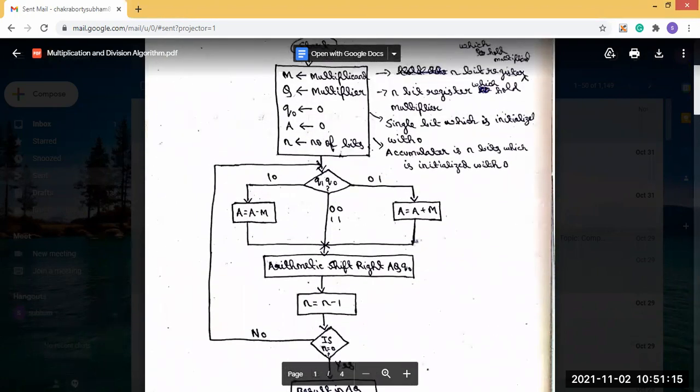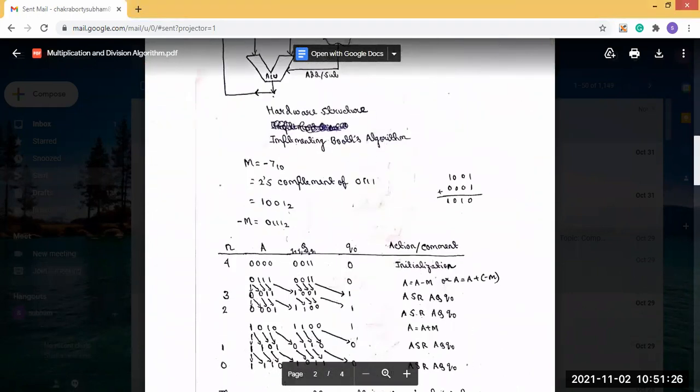First, we have done the initialization. In this flowchart, the first thing we do is the initialization. Initialization means first we put the values here. For representation of -7, we have seen that we use 4 bits. So n is the number of bits required for the multiplicand. There are 4 bits required for representing this multiplicand, so that's why we have written 4 here.